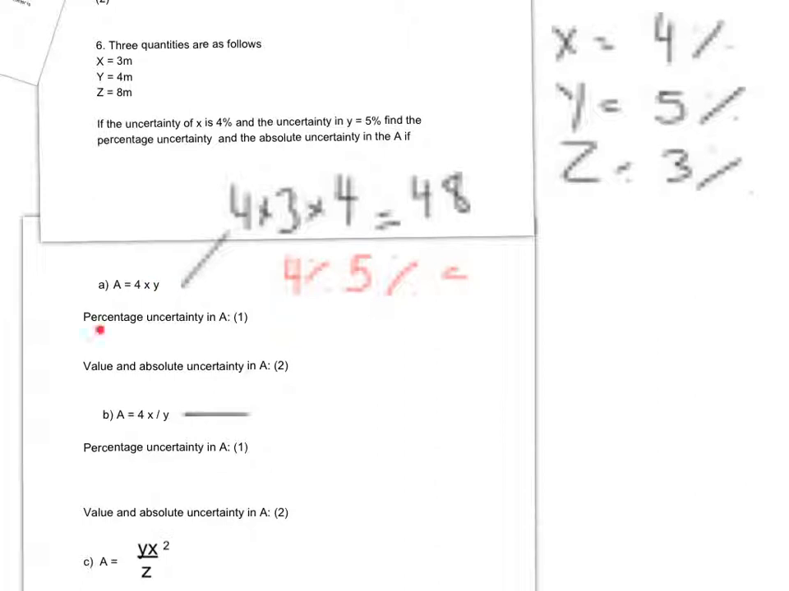We are adding the percentage uncertainties when we multiply. Now the actual value first: the value is 4 times 3 times 4, which gives us 48. And then the total percentage uncertainty would be the percentage uncertainty in x and the percentage uncertainty in y, which is 4 plus 5, which equals 9%. Now that you know the total percentage uncertainty, you need to work out 9% of 48, which you can either do directly using a calculator or by dividing by 100 and multiplying by 9.